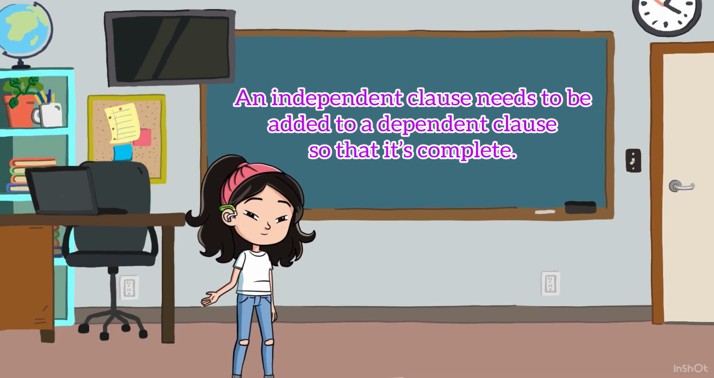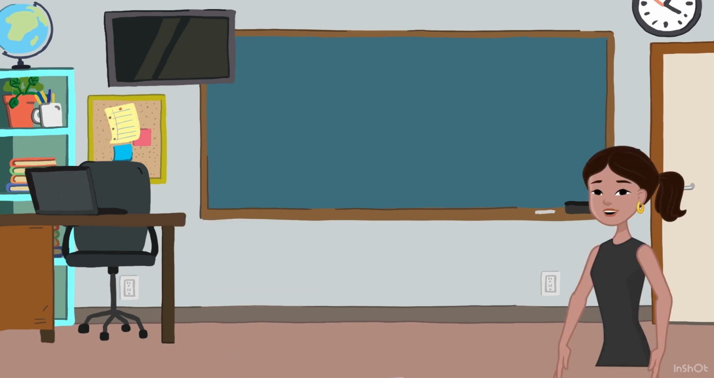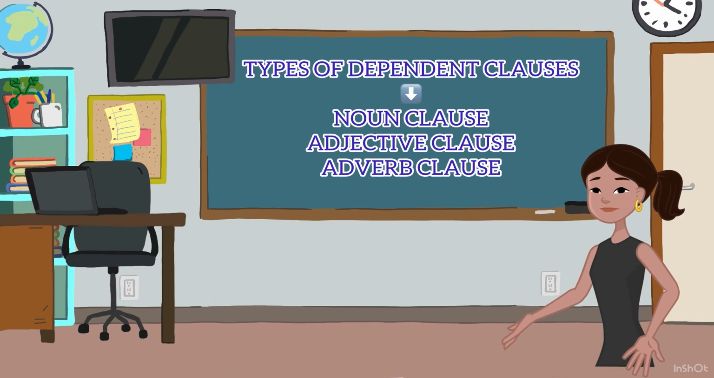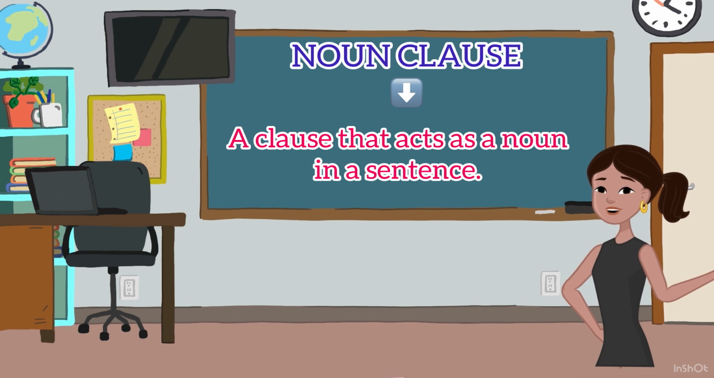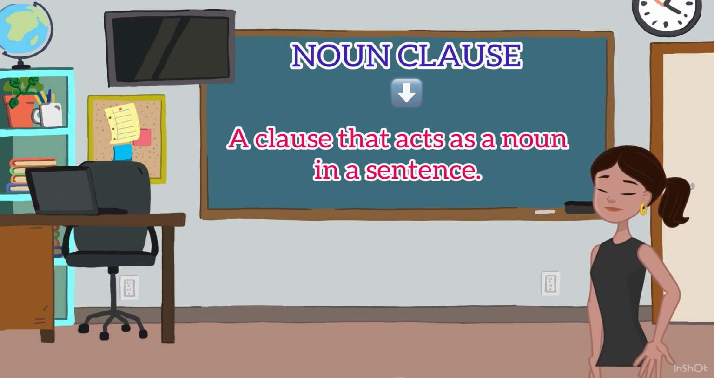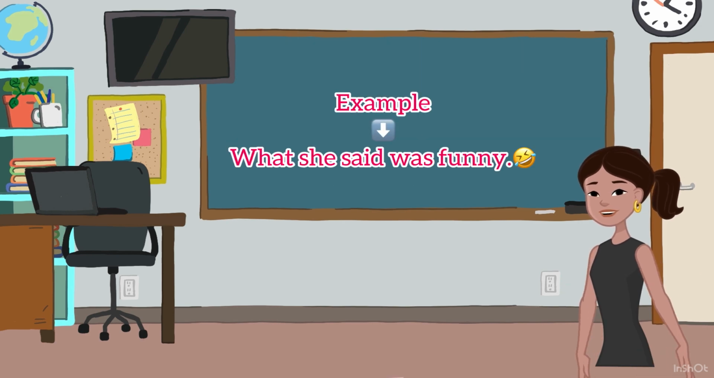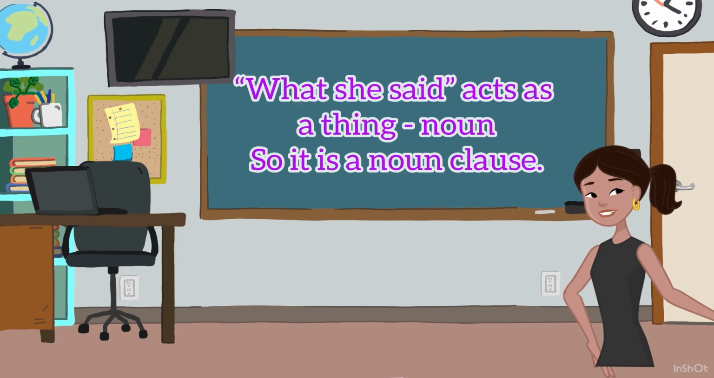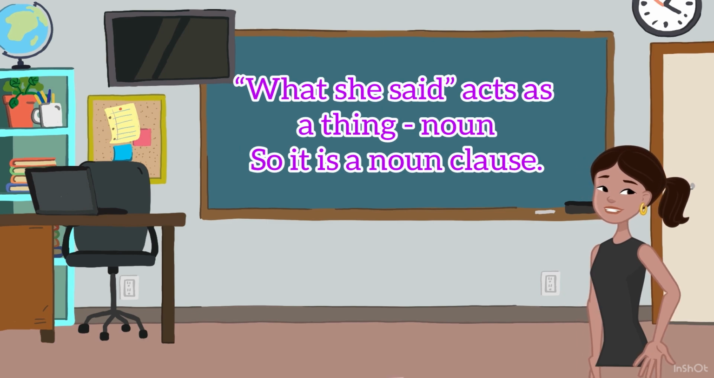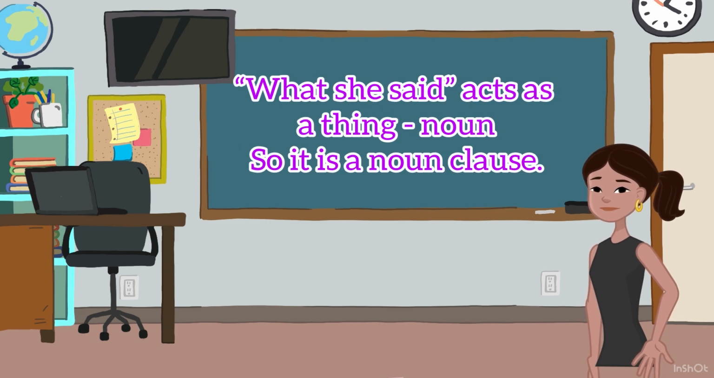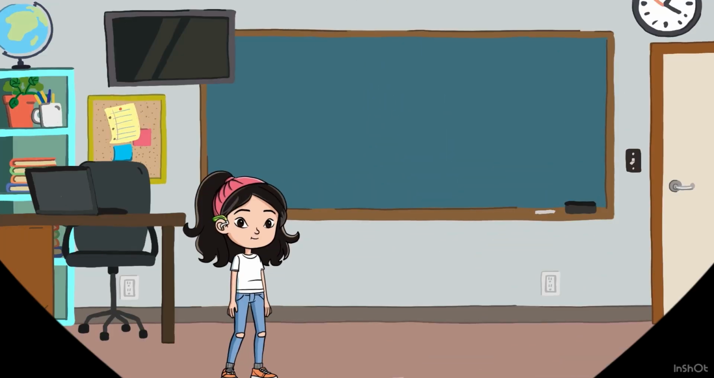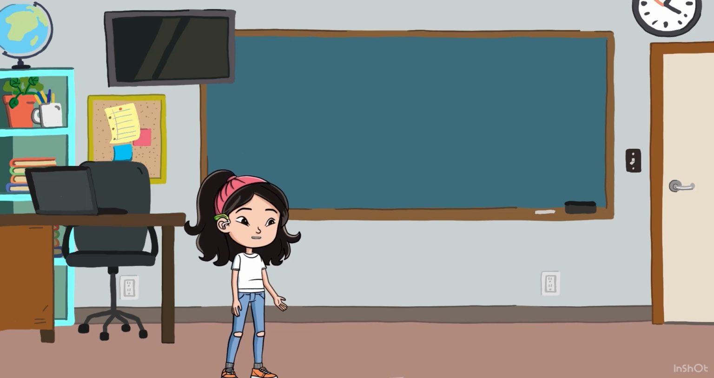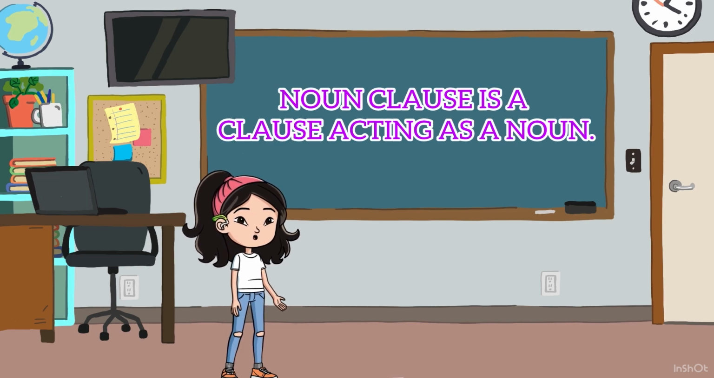So are all dependent clauses the same? No, they have three different jobs. The first one is a noun clause, which acts as a noun. Now look at this example. What she said was funny. Now the part what she said is a clause and it is acting as a thing, which is a noun or the subject of this sentence. Hence, this part what she said is a noun clause. Oh, I get it. So a clause acting as a noun.